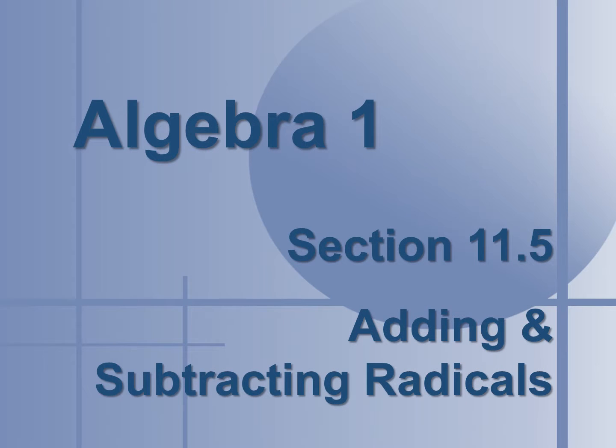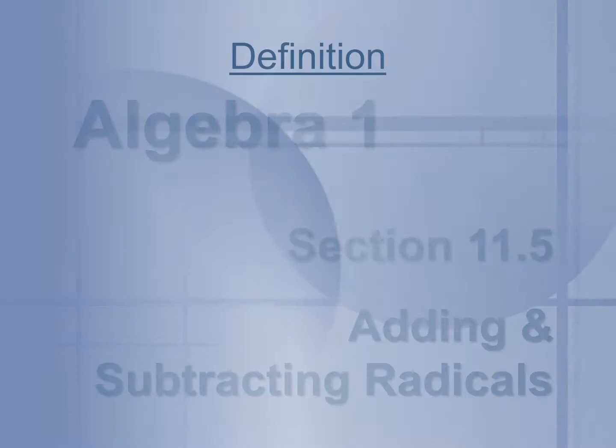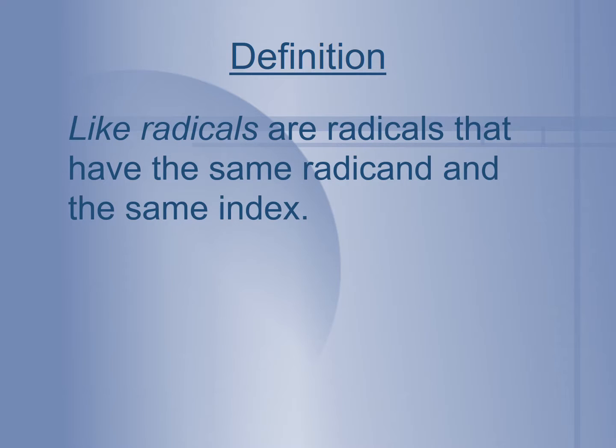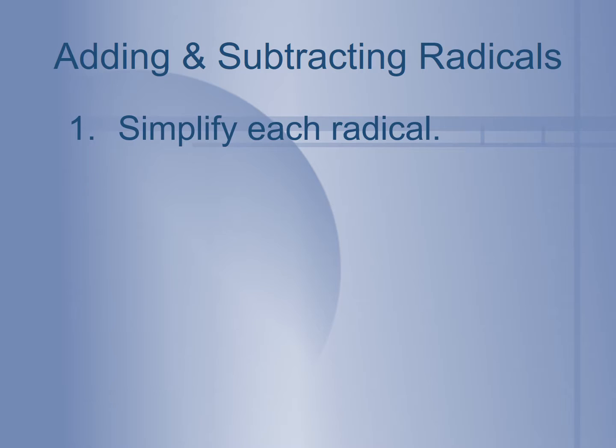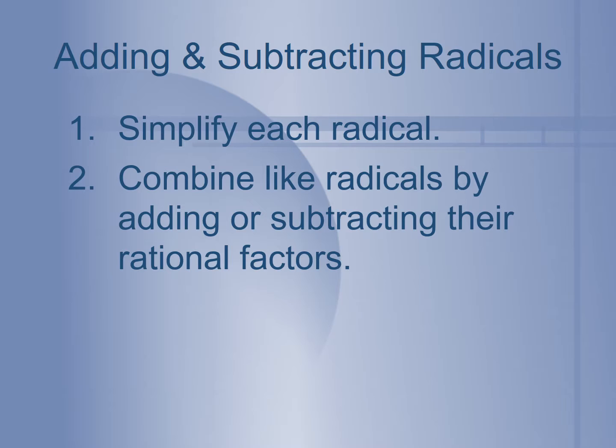How to add and subtract radicals, which is actually pretty simple if you remember how to combine like terms. Like radicals are radicals that have the same radicand, which is the thing inside, and the same index. To add and subtract radicals, first you'll simplify each radical. Combine like radicals, adding or subtracting the rational factors, which is the number in front of the radical.